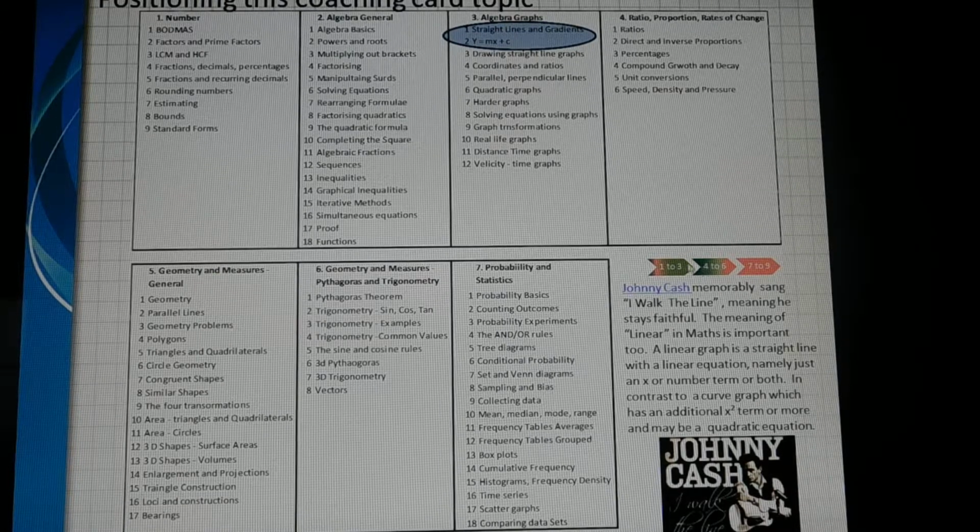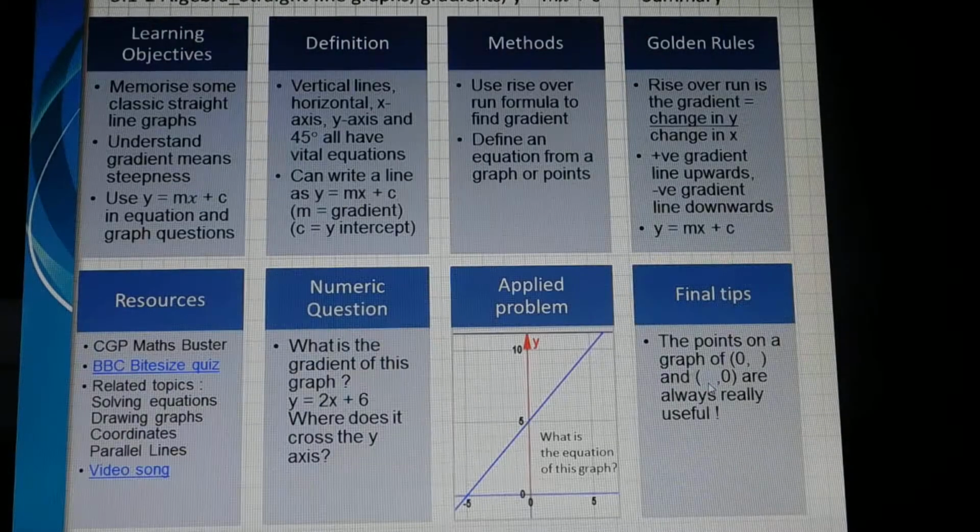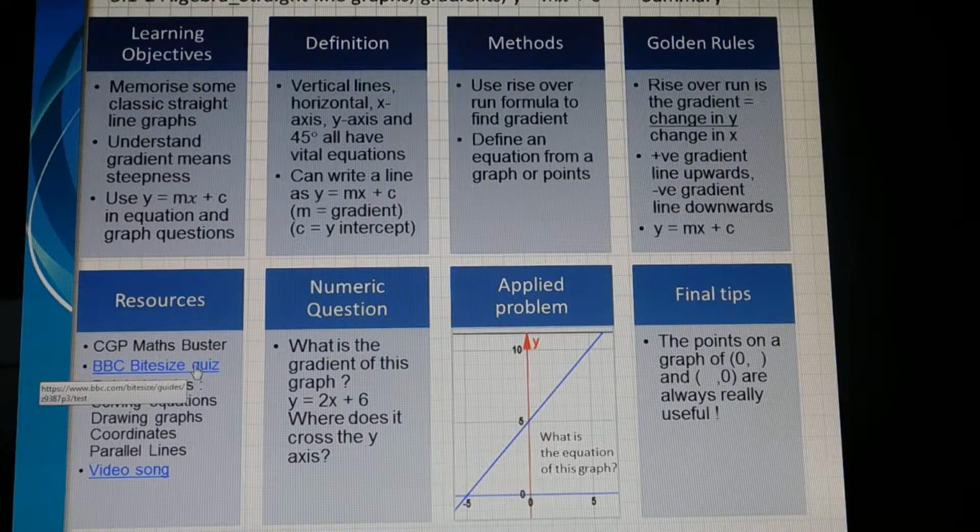And the grades I like to illustrate with a little indication: these are the easier grades on this particular one. If we went to a later one, we'd get some higher grades. I like to show a summary of what we're going to see in the slide pack: definition, methods, golden rules. Resources might be linked to an online quiz, separating the numeric questions and easier questions from some applied problems, and some tips at the end of it.